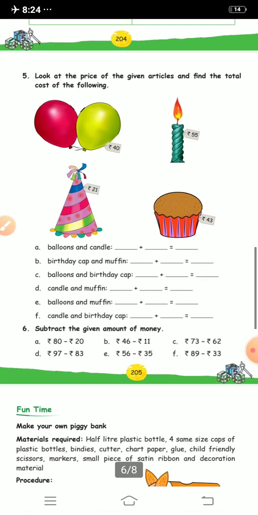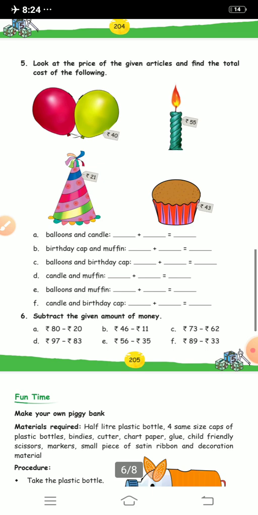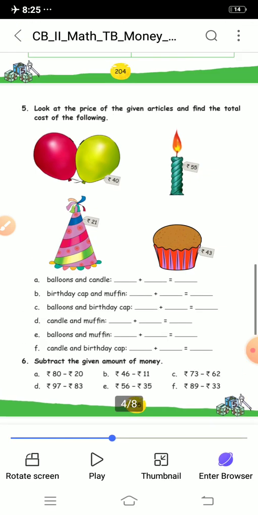Then the last question is subtract the given amount of money. So we all know how to do this, right? Because you have done this. So you will do this in your maths notebook. First is rupees 80 minus rupees 20. Okay. So you have to do this in your maths notebook, and you can take 2 days to complete this work. So you can send this work by tomorrow night. Or tomorrow evening. Okay.